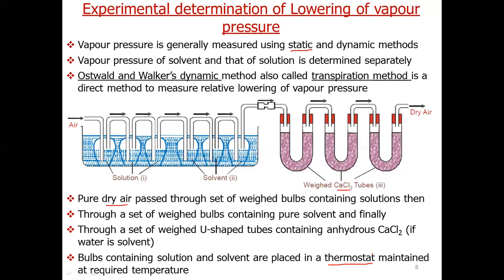Why do we need to keep the temperature constant? If we increase the temperature, we know that more vapors will be formed, so vapor pressure will increase. So we would not be able to know whether the change has taken place because of temperature or because of passing the air. So we have to carefully keep the temperature constant during the whole experiment. That's why we use a thermostat.